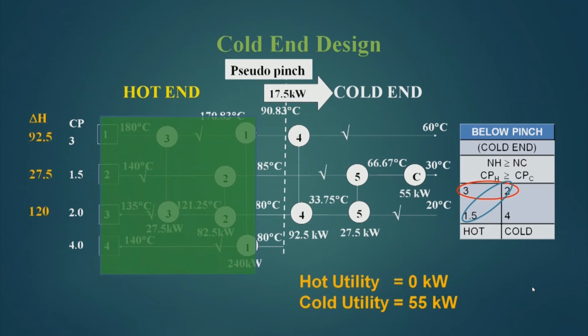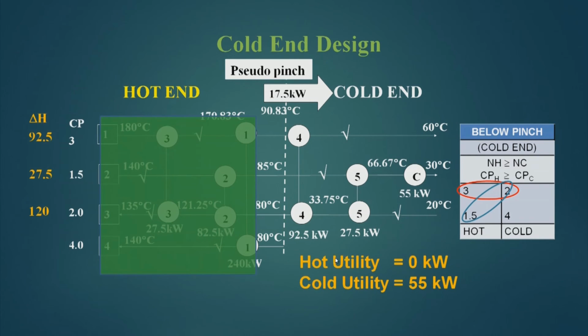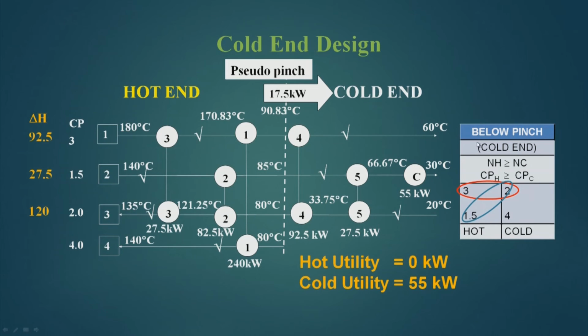So, the hot utility requirement for the design is 0 kilowatt, the cold utility requirement is 55 kilowatt. This is what we can observe from the PTA, and hence the design has matched with the targeted values. So, this is the complete design of the heat exchanger network for the problem where there is a pseudo pinch.